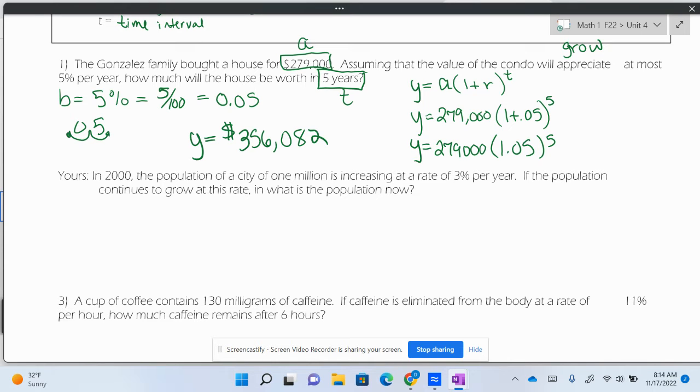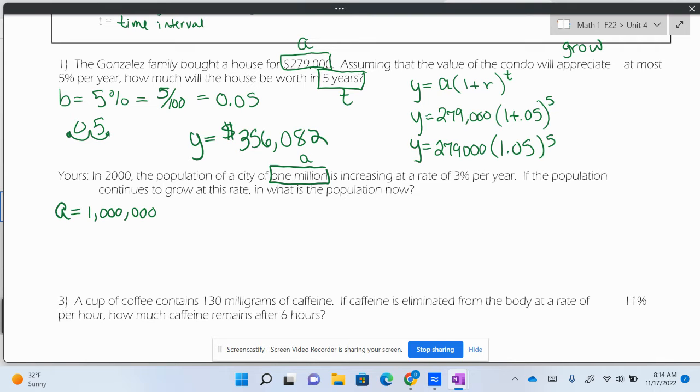So what should I do? What's my initial value? 1 million. So I know it's written in words, but it's still a number. A equals 1 million. I'll even write that off to the side. There you go.